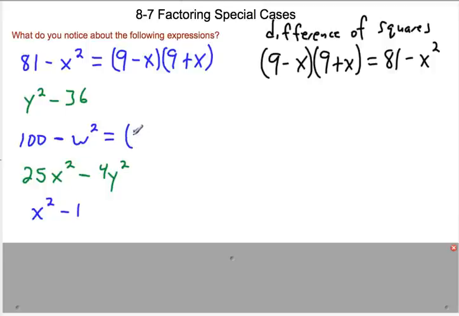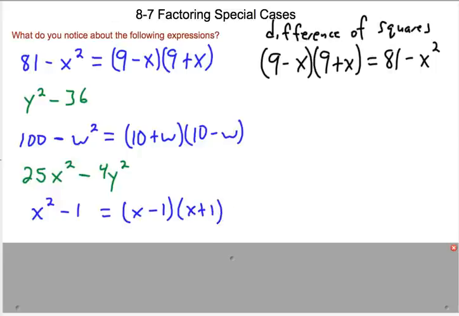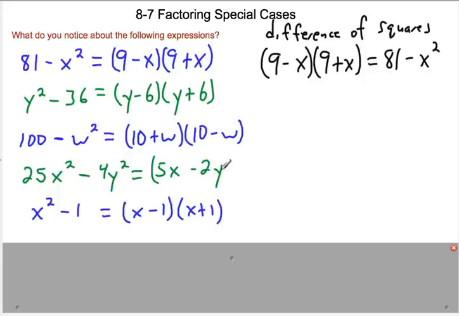Alright, so I'm going to do all the blue ones. So this is going to be 10. And just to switch around, I'll show you that you can do the addition first as well. I think I'm used to doing the subtraction first, but it doesn't matter. And this one would be x minus 1, x plus 1. And now we can work the green. So this will be y minus 6, y plus 6. And this one will be 5x minus 2y times 5x plus 2y.